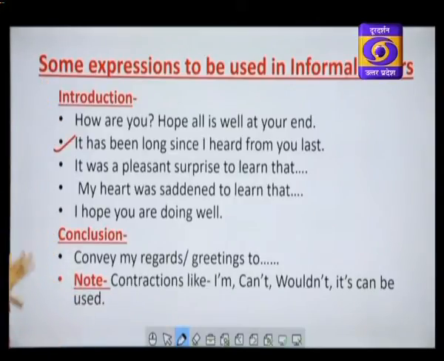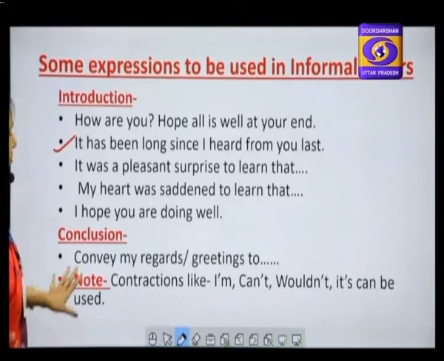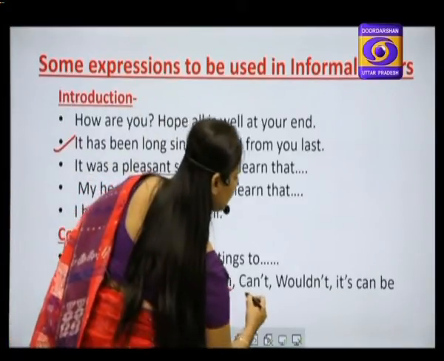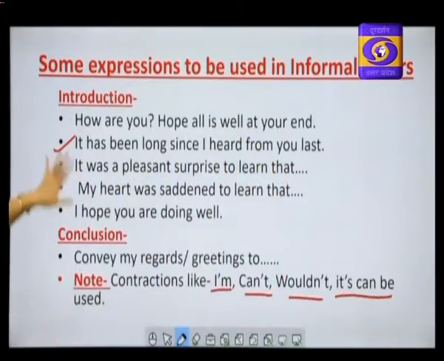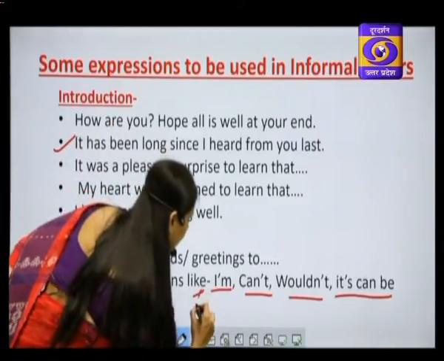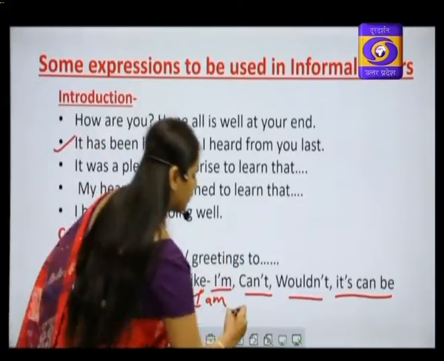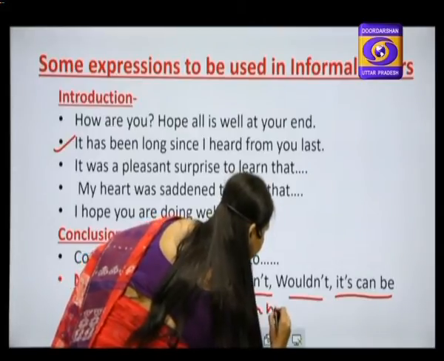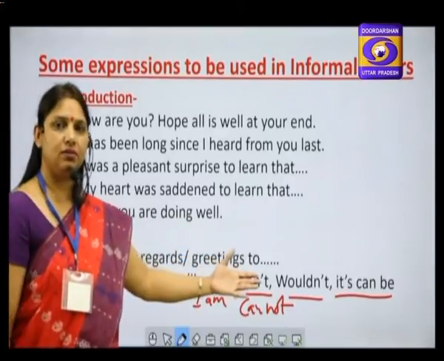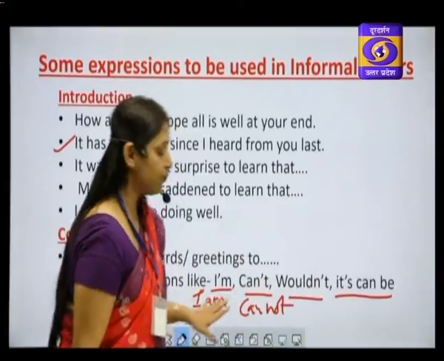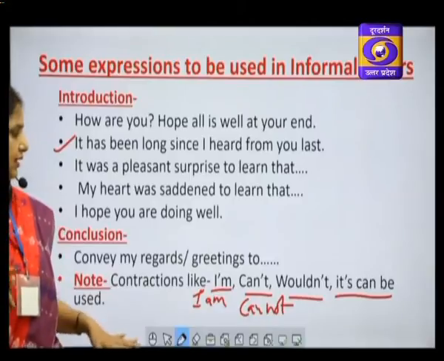And for the conclusion, you can write, "Convey my regards or greetings to..." And note, contractions like I'm, can't, wouldn't, it's can be used in informal letters. I'm means I am. I am is contracted to form I'm. Can't means cannot. So this kind of expression can be used because these are informal in nature. But these words cannot be used in formal letters because formal letters should have a formal tone. These don't suit that.